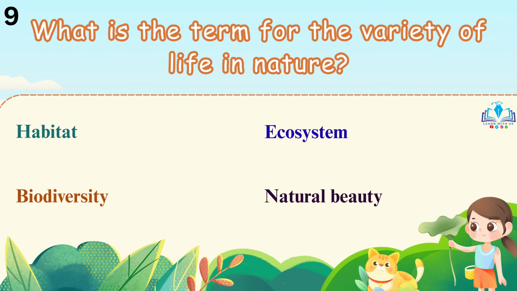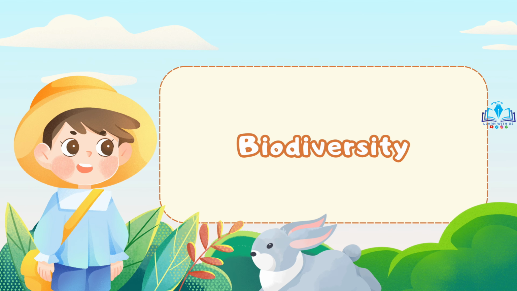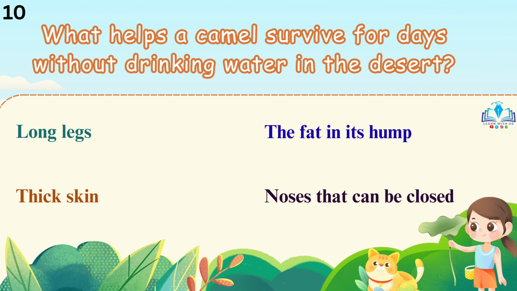Question 9. What is the term for the variety of life in nature? A. Habitat. B. Ecosystem. C. Biodiversity. D. Natural beauty. Answer C. Biodiversity.